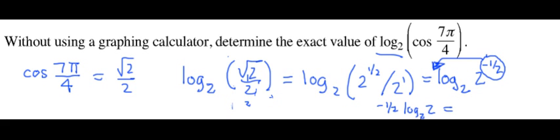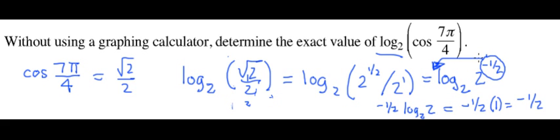And now the base 2 logarithm of 2 is just 1. This is saying 2 to what power would give me 2? The answer to that is 1. So we get negative 1/2 times 1, and not surprisingly, that's just minus 1/2.